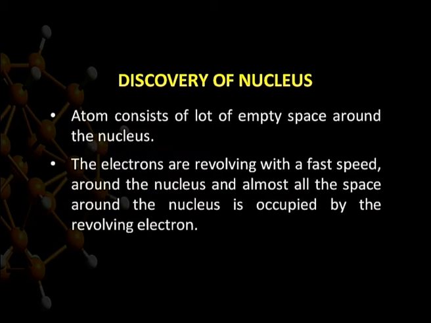The atom consists of a lot of empty space around the nucleus. The electrons are revolving at a fast speed around the nucleus, and almost all the space around the nucleus is occupied by the revolving electrons. Since this model of the atom resembles the solar system, the electrons are also referred to as planetary electrons.